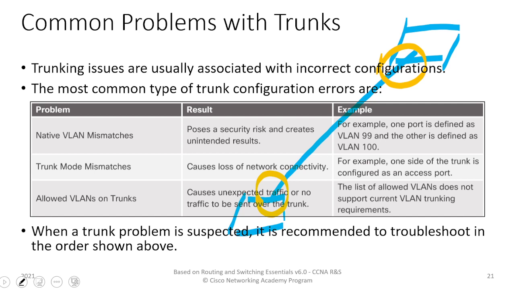But if we misconfigure one of the ends, again that could be an issue. It will not function as a trunk. Then the third one is about the allowed VLAN. At both ends we should allow the same set of VLANs to communicate across. If one is not configured appropriately, again it will not function as expected. So when we are troubleshooting trunks, we will have to go into both the switches at both ends and verify that they are functioning appropriately.